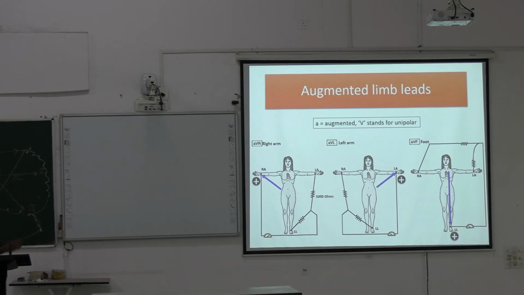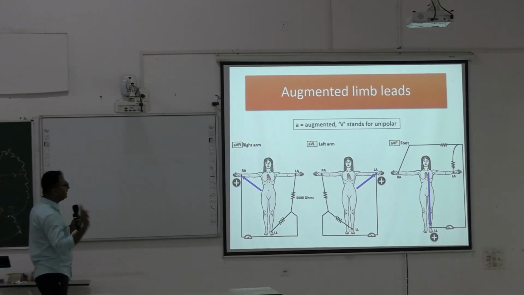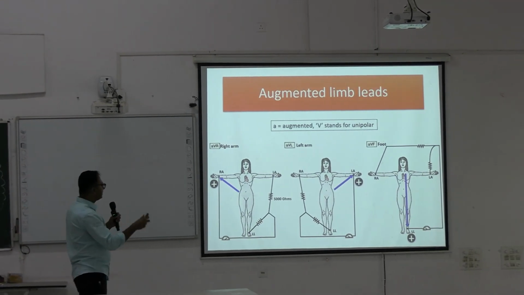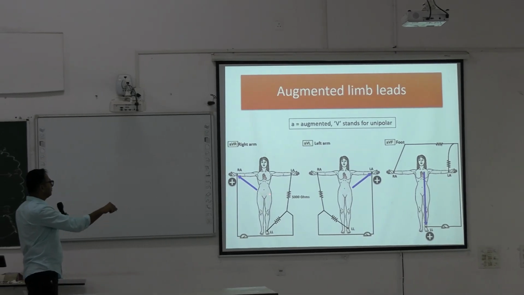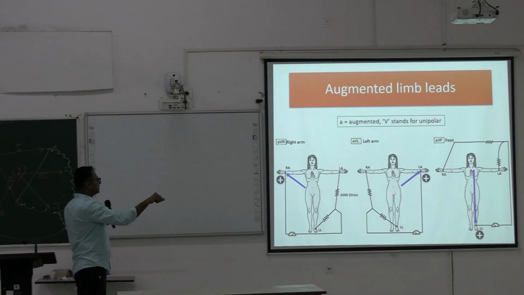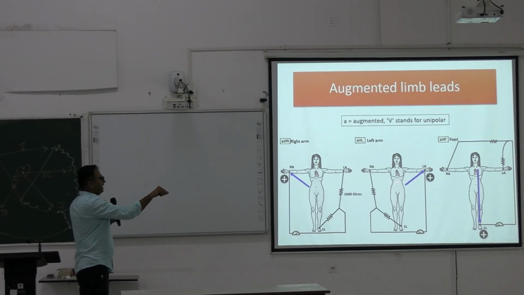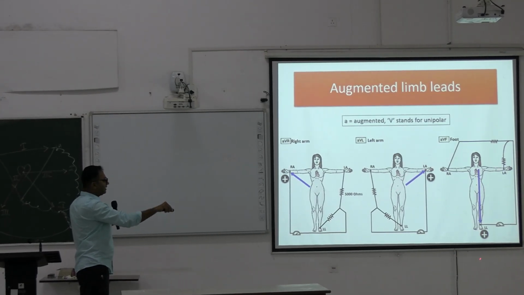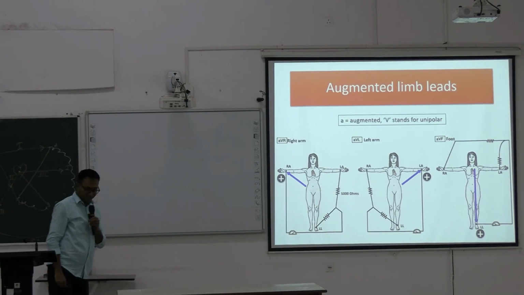Okay, so these are augmented limb leads, and this is the direction of all three. This is the direction of AVR. This one is the direction of AVL, and this 90 degree is the direction of AVF.